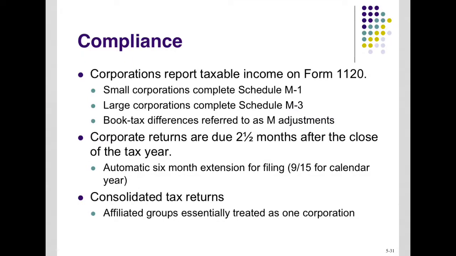Corporations file Form 1120. Get to know that and love it. Corporations use Schedule M's for their book tax difference descriptions, so we call them Schedule M adjustments. Corporation taxes are generally due 2.5 months after the close of the year.